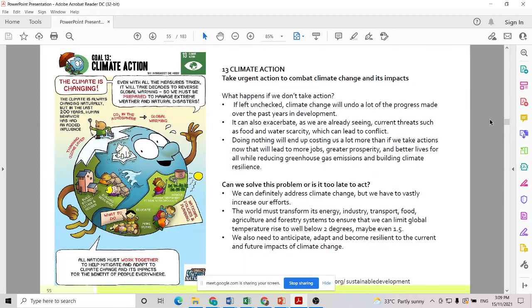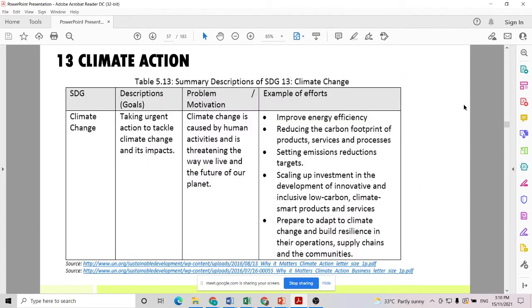Number 13 is about climate action. So what is it? It is to take urgent action to combat climate change and its impact. So what is the effort? The effort is to improve energy efficiency.